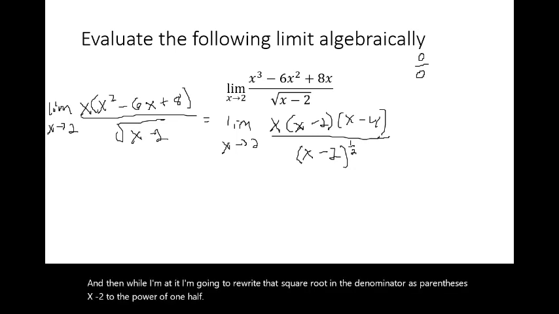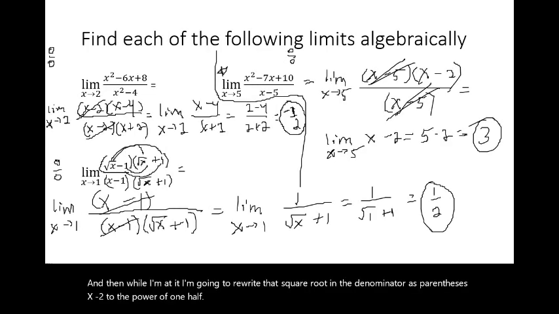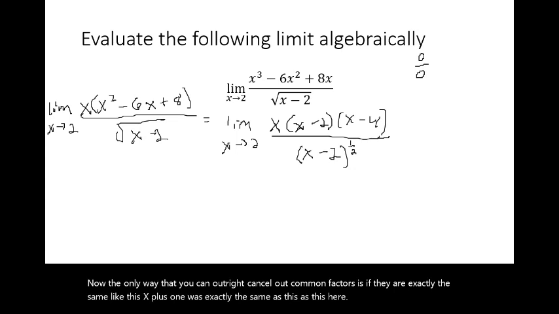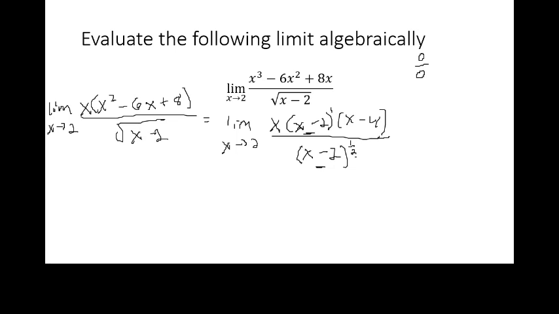Now, the only way that you can outright cancel out common factors is if they are exactly the same. Like this x plus 1 was exactly the same as this here. We don't have anything here that is exactly the same. However, these two do look similar enough that they can at least simplify. But because this has an exponent of 1 and this has an exponent of 1/2, they can't outright cancel out.